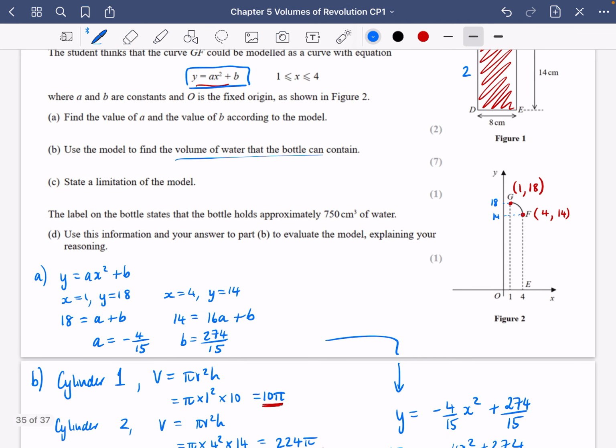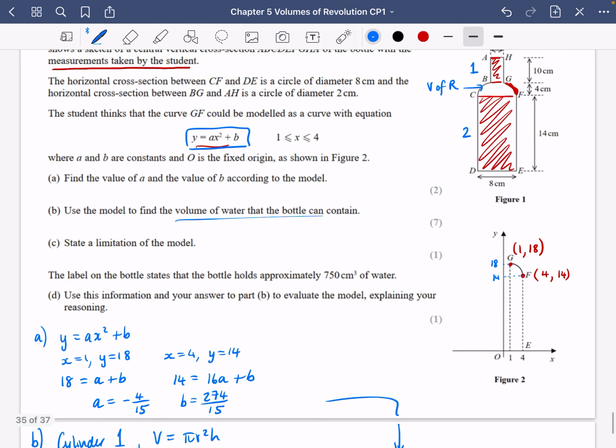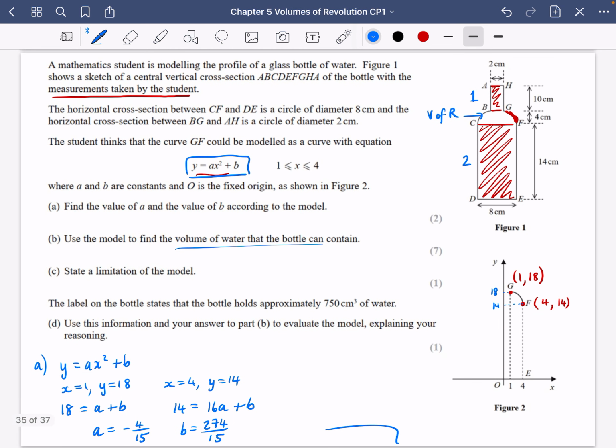So let's see what else we've got. It says state a limitation of the model. So I think one of the limitations I'm going to mention is that the measurements may not be accurate, or I might say that the curve may not actually be a perfect fit for this section of the bottle, because those are the 2 things that you can see that the student has done: they have done this measurement and they think that it could be modeled in this way.